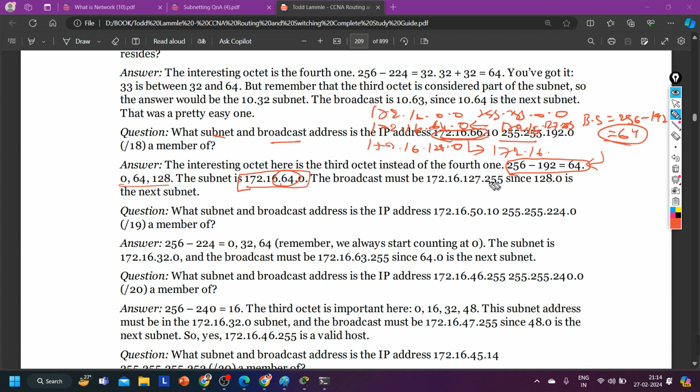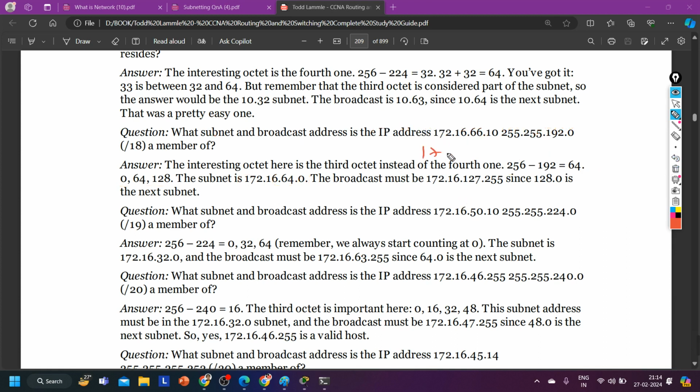Now see the first IP address, the network ID, and the last IP address, correct? Some of the people are saying the last IP address will be 172.16.64.255 like this. No, guys. This is wrong.